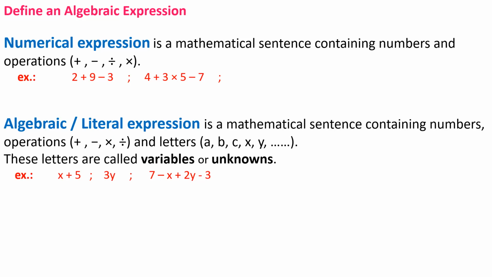For example, 2 plus 9 minus 3 is a numerical expression. 4 plus 3 times 5 minus 7 is also a numerical expression. An algebraic or literal expression is a mathematical sentence also containing numbers and operations, addition, subtraction, multiplication, and division, like the numerical expression. But in addition to these, an algebraic expression has letters: A, B, C, X, Y, etc.